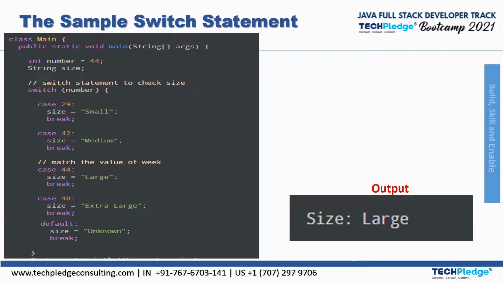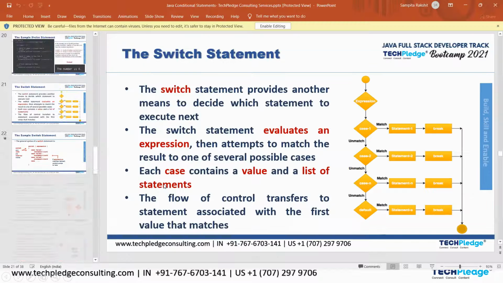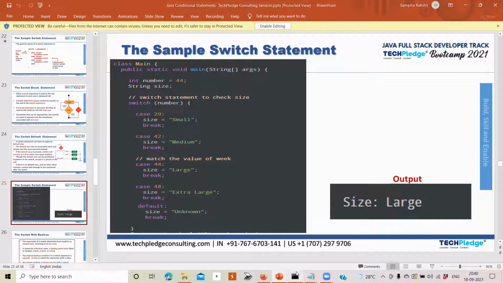Then again, suppose in this case it is 44, so it falls in the third category, right? The size is large. Suppose you're giving a number, suppose 50 or 52, then the size is unknown. This is an example. Now let's go back and we will try to run a program of our own.